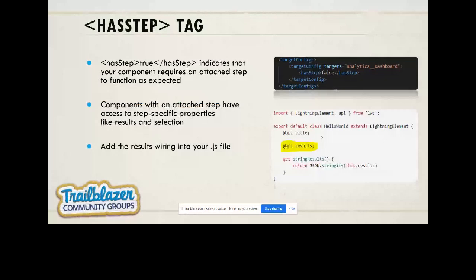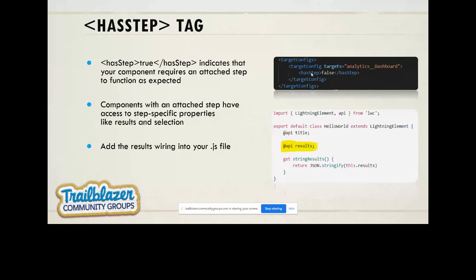In an analytics dashboard target config, we can choose to include a hasStep as true to indicate that our component requires an attached step to function as expected. An attached step could be a widget giving results, or a query giving some result or selection. With this tag, the dashboard builder UI prompts you to attach an existing step or create a new step when creating an instance of your component.